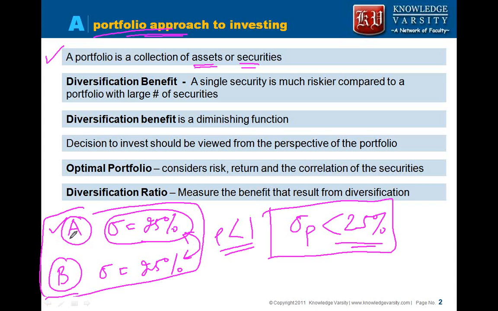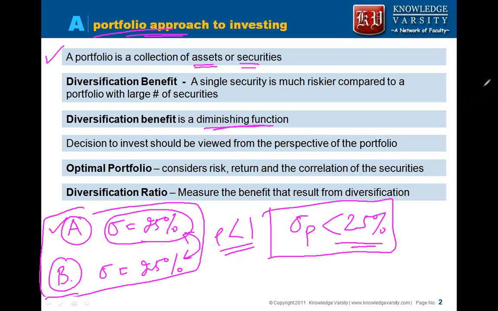However, this decrease in the standard deviation is not constant. When you go from a one stock portfolio to a 2 stock portfolio, that benefit is very high. If you go to a 3 stock portfolio, the benefit is still high. But this benefit is a diminishing function. Initial benefits are higher and later on the benefits decrease.